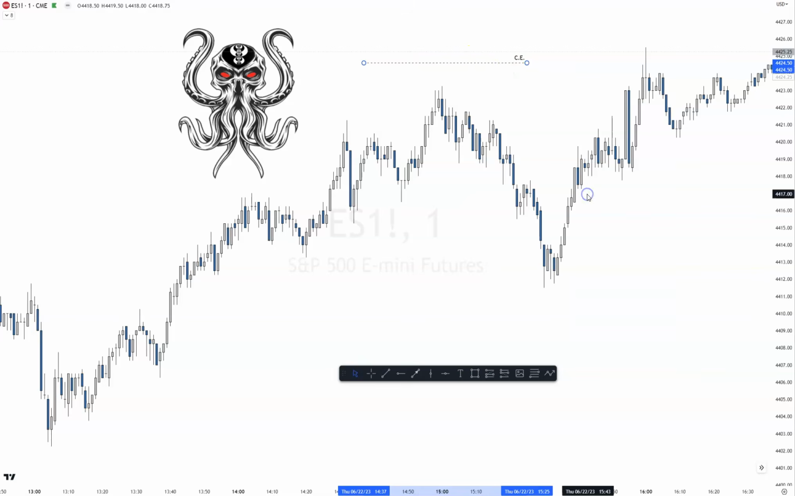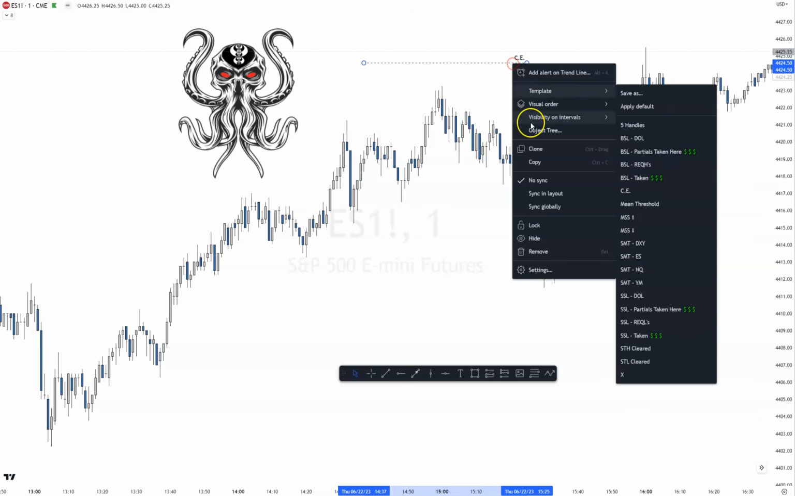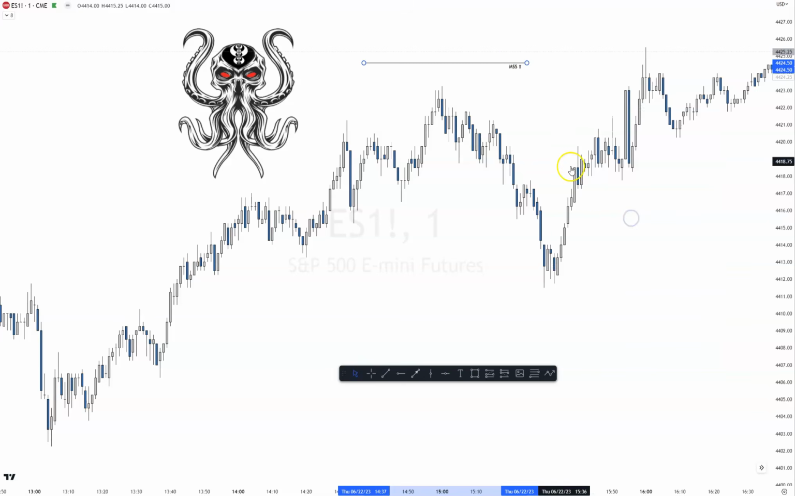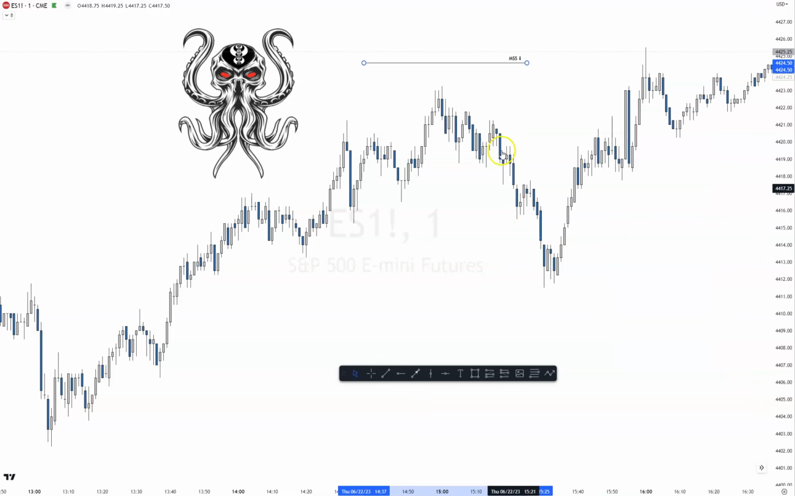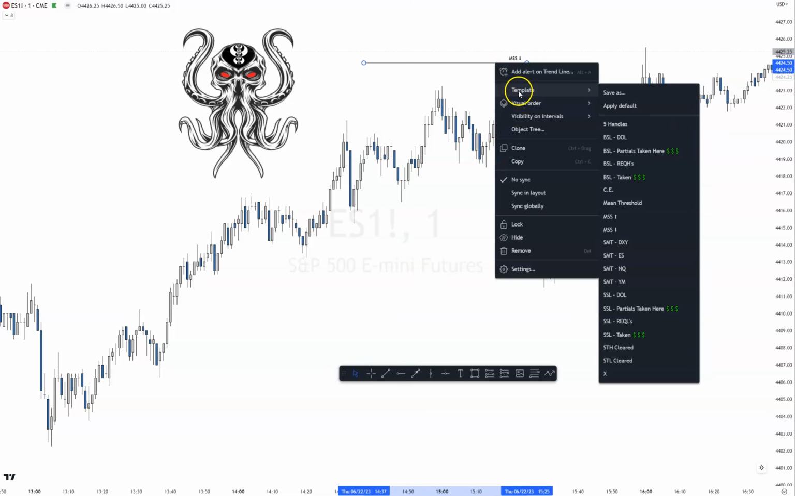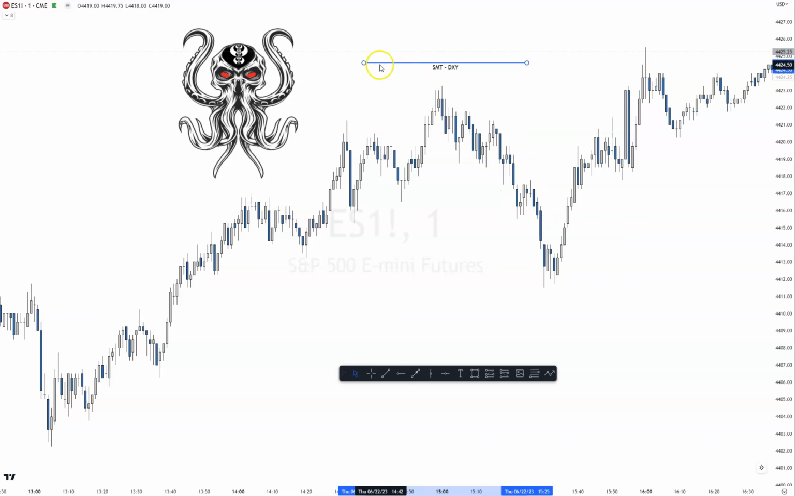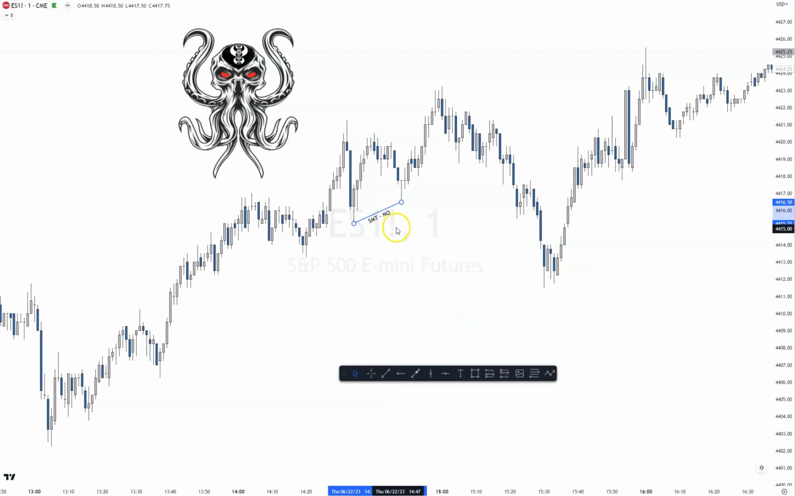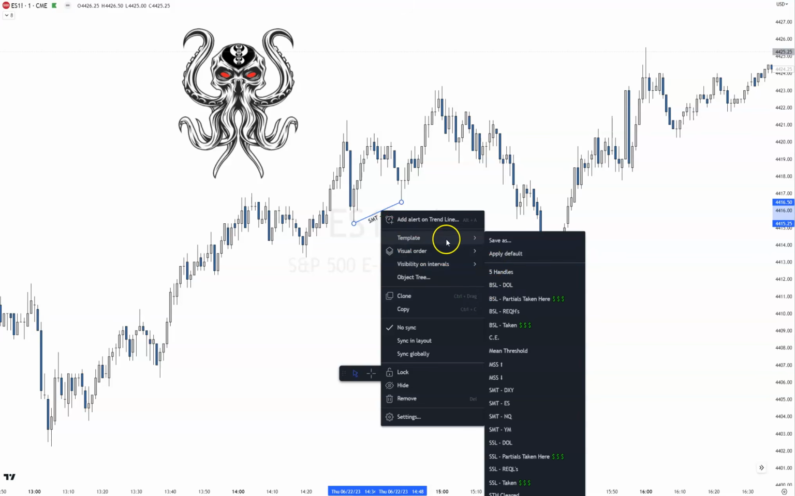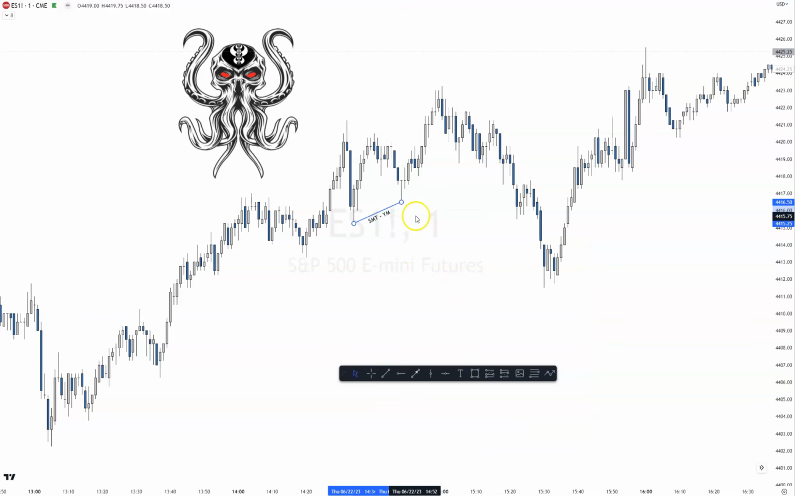Okay, consequent encroachment, I have that in here. Mean threshold, market structure shift with an arrow, market structure shift to the downside. I have SMT, so if we have SMT, I can mark it here like this, and it tells me SMT with the Dixie. Hey, I have SMT with NQ. Hey, there's SMT with the Dow.